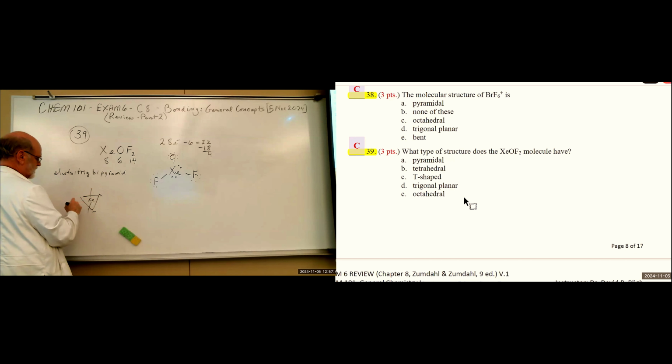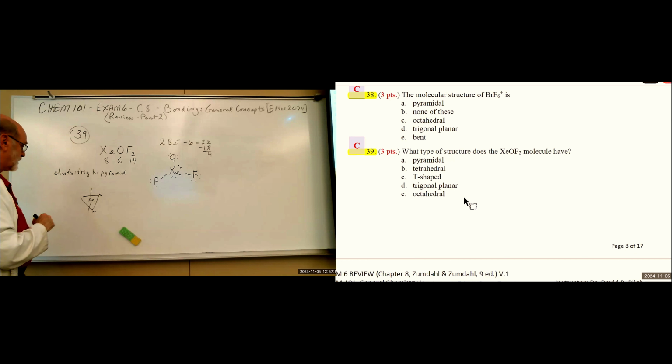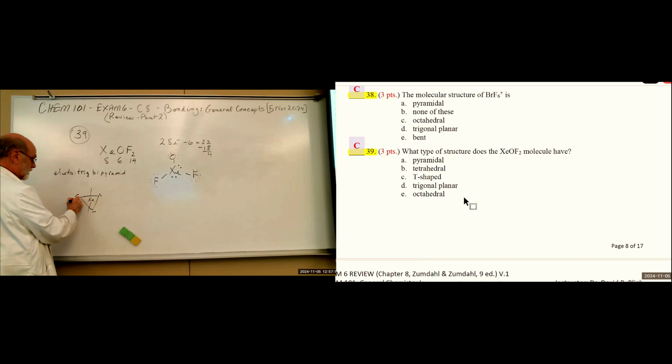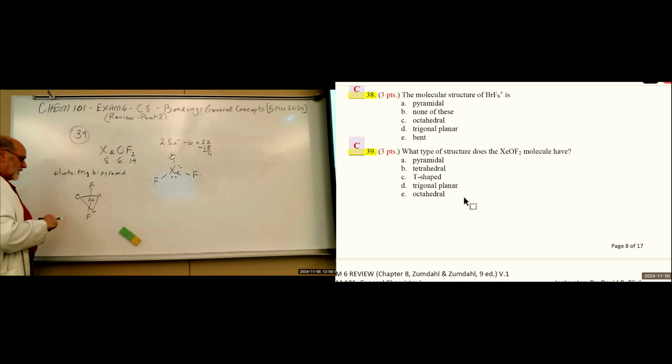And the rest would be, well, let's see. Oxygen, I'm not sure where you would put the oxygen. I think the more electronegative would probably go here. And then the fluorines would go there. I mean, the more electronegative fluorines would go on the apexes and oxygen would go on the triangle. More than likely. But what's the molecular geometry of that one?